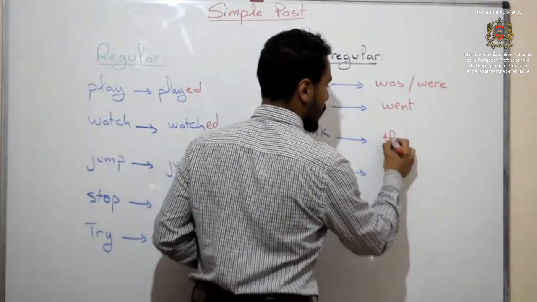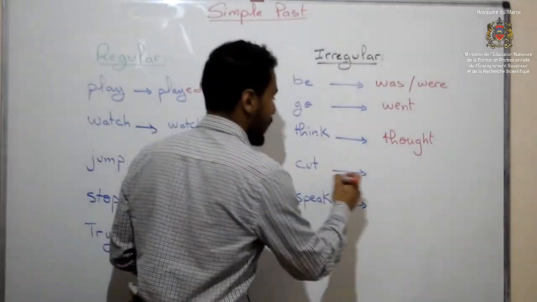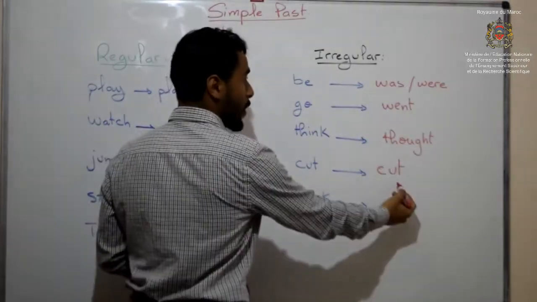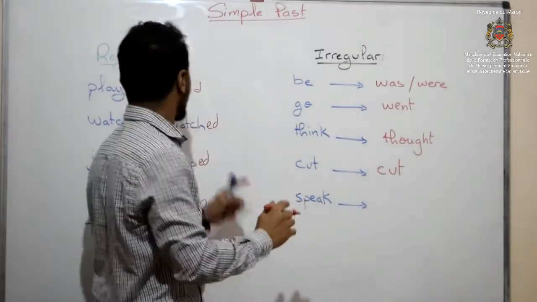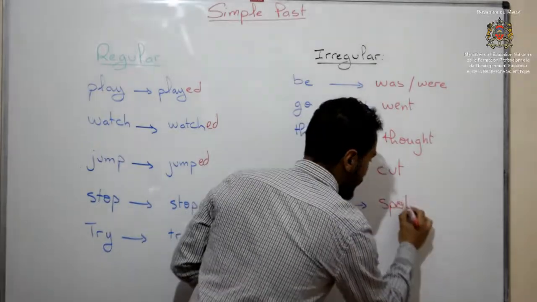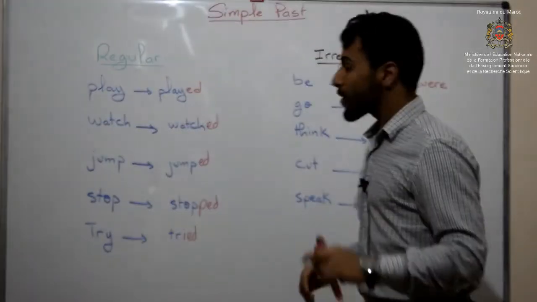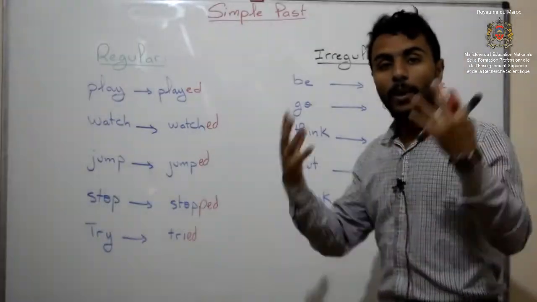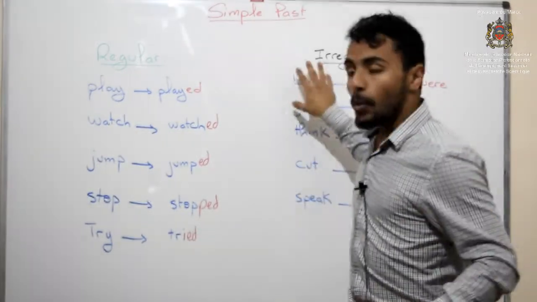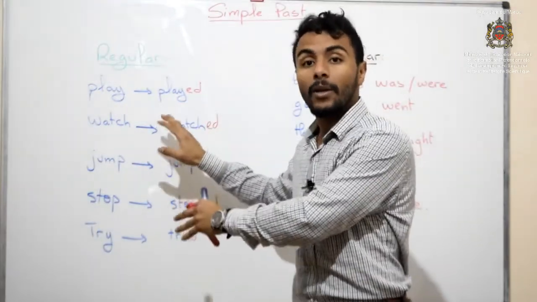Think becomes thought. Cut doesn't change. Caught, it's still the same. But it's irregular because we don't add ed. Now, speak, spoke. As I want to mention, there is a big list of irregular verbs that you have to take by heart. You need to remember them, speak and use them. Of course, if you know the list of irregular verbs, you will automatically know the list of regular verbs.